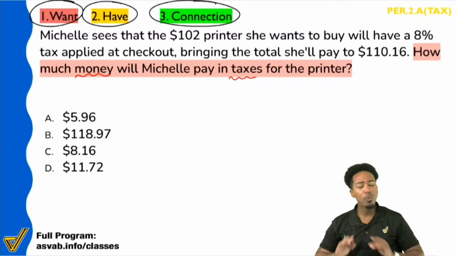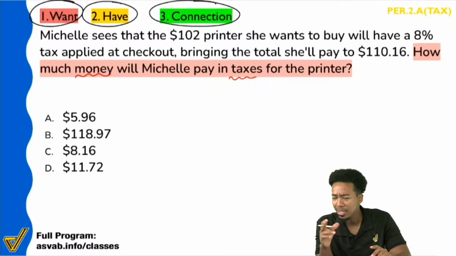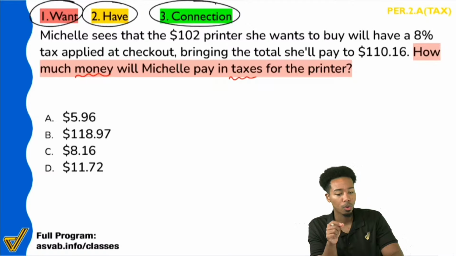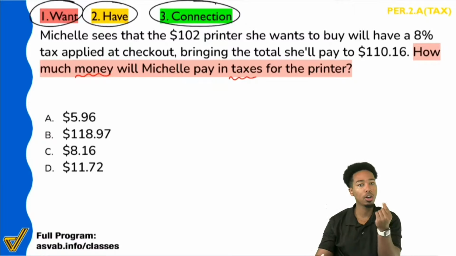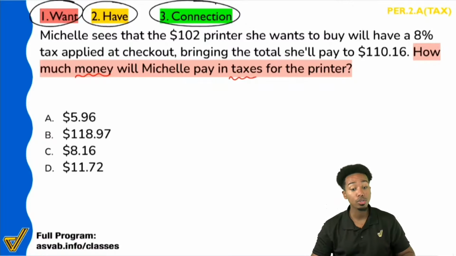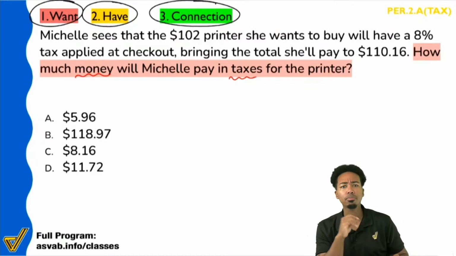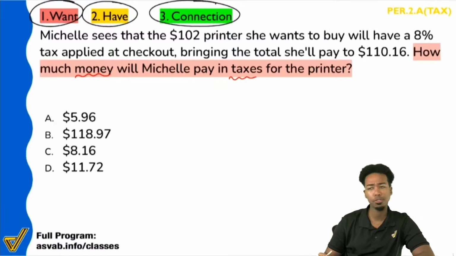So before we even continue, I'm not asking you if you know how to do the problem already. All I'm asking you is, hey, can you look at that question, that sentence that says, how much money will Michelle pay in taxes for the printer? Is it clear to you that that says, again, how much money? So you're talking about a dollar amount that's associated with paying taxes for a printer. So basically, the dollar amount for the taxes of the printer. Is that fair to say to you? Yes or no? We're looking for the dollar amount, the money that's associated with the tax for the printer.